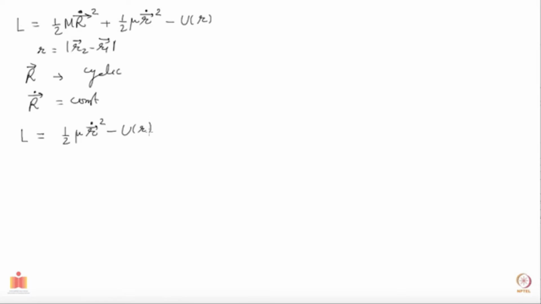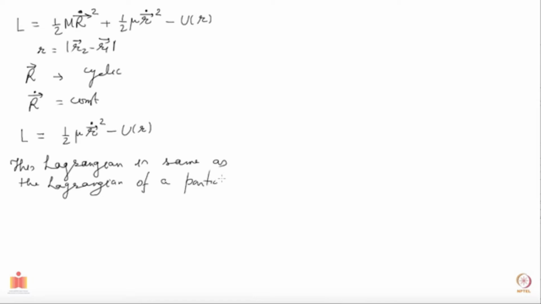Okay. Now you see, this is very nice because this looks like, I mean, not like, it is exactly of the same form as of a particle of mass mu, which is moving in a potential field which is given by U of r. Okay, central potential field. So this Lagrangian is same as the Lagrangian of a particle of mass mu moving in a force field U of r.